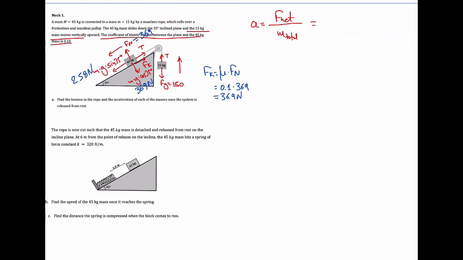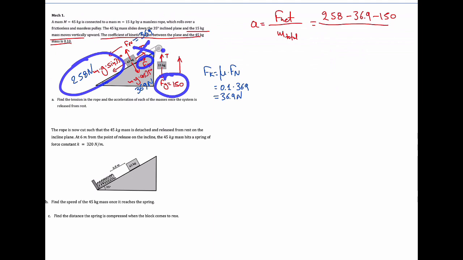So now we can find the net force as 258 minus 36.9, which is the friction, minus 150, which is the force of gravity on the other side. So we are saying that for the acceleration, we only consider external forces. The tensions are forces inside the system, and the normal force is cancelled by the vertical component of gravity. The total mass is 45 plus 15, it is 60 kilograms.